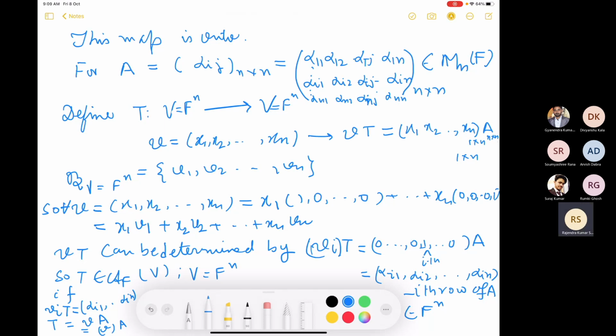And how is the map defined? The map is defined, say M. It sends every linear transformation T from A(V,V) to M_n(F), and the image of T under this map is the matrix of T with respect to the ordered basis B for V over F. So this is what we have obtained so far.